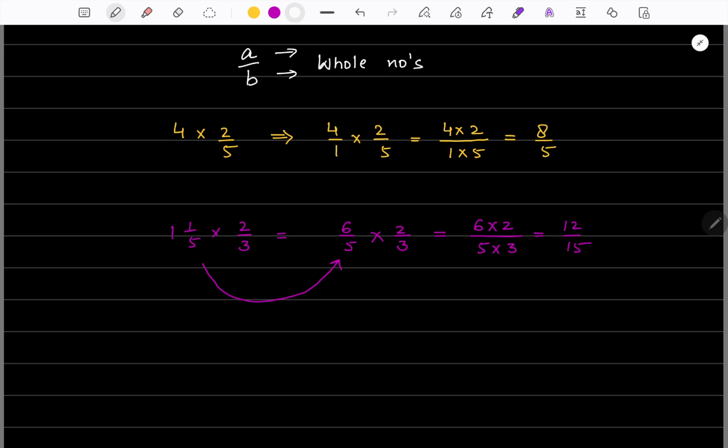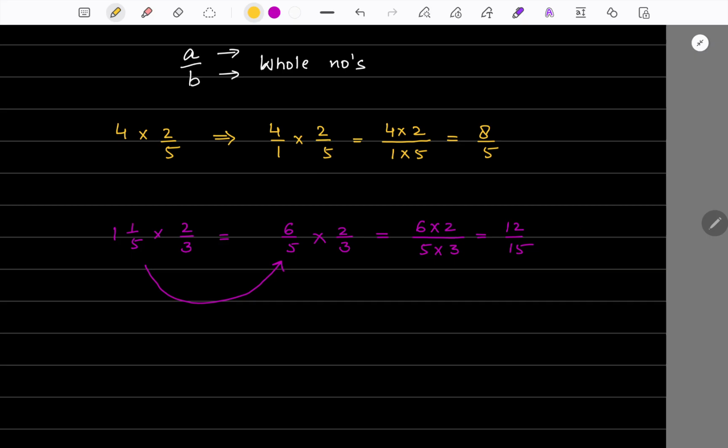So there is only one rule for multiplication involving fractions. That is, we need to have the numbers written in the form of a by b in order to find the product. As long as they are in the form of a by b, multiplication can be carried out seamlessly.